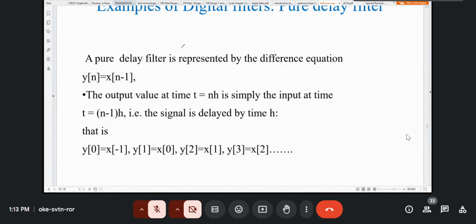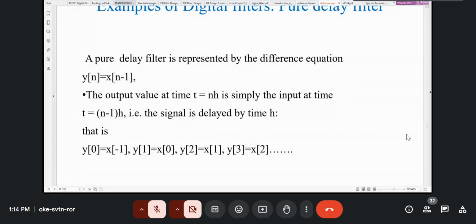We are going to look at different simple digital filters. You can have a pure delay filter represented by this difference equation: y of n is x of n minus 1. The output at this time is simply the input at t equal to n minus 1 h, where the signal is delayed by time h. When you write this, that's what it means. The output at this particular time depends on what happened in the last sampling period.